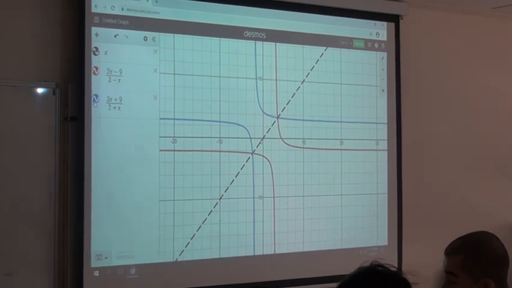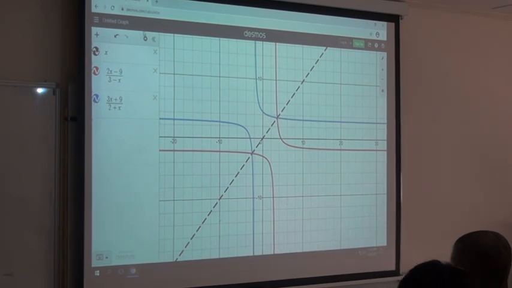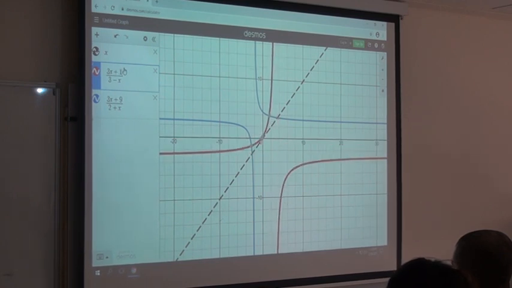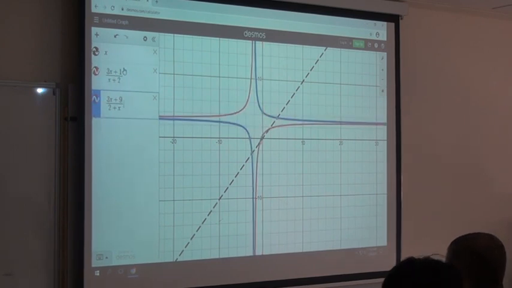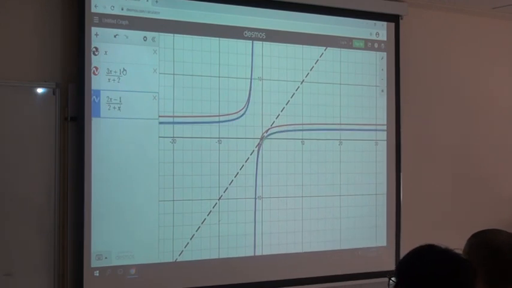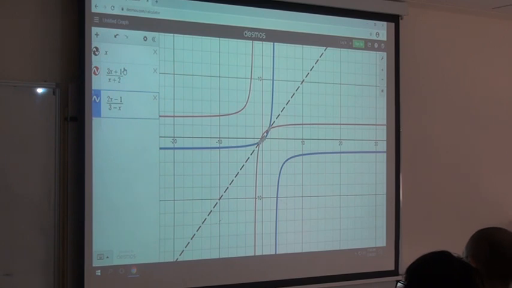Was it question 4? So I'll take question 4 as the last one. Question 4 also is 3x plus 1 divided by x plus 2. And the image was found to be 2x minus 1 divided by 3 minus x. So you can see this also.